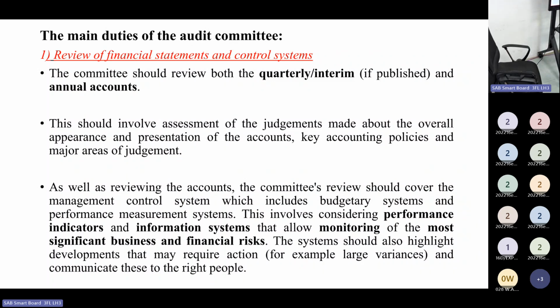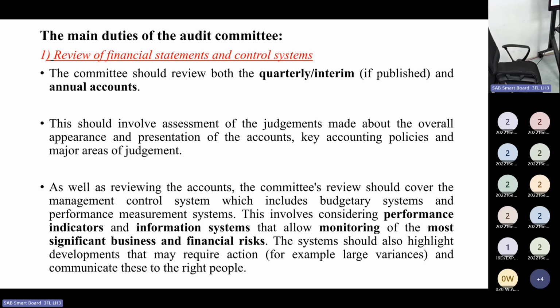First one, review of financial statements and control systems. Here, the committee should review both quarterly accounts, if published, and annual accounts. Quarterly, if published, they have to look after that. But annually, they do publish, so they have to review. Before they publish, they have to review.